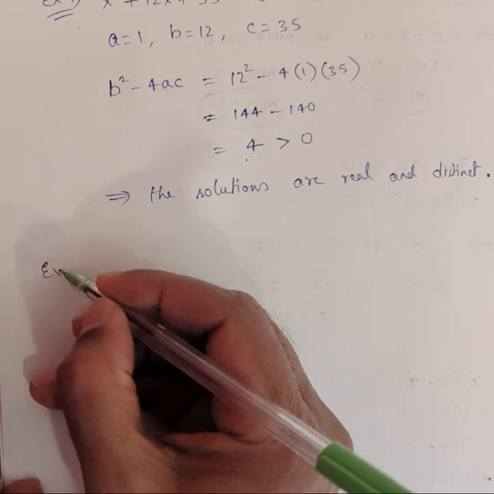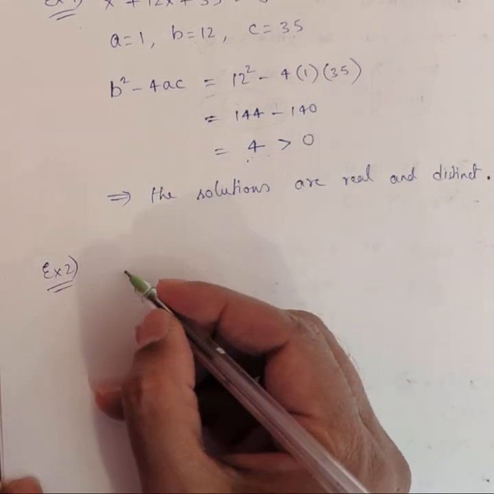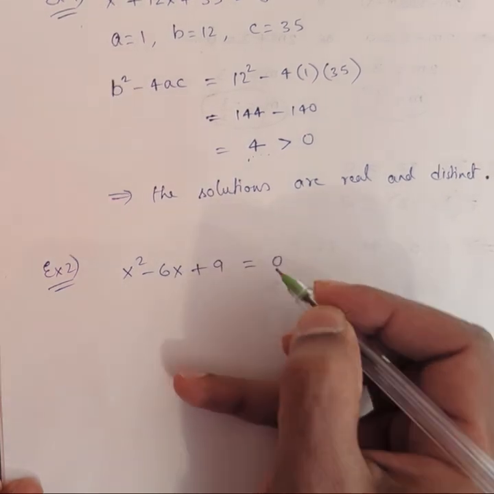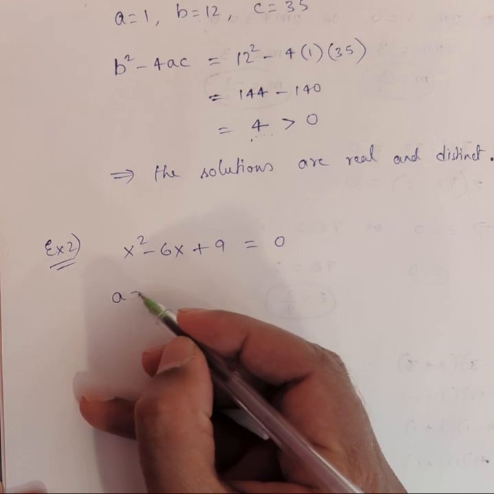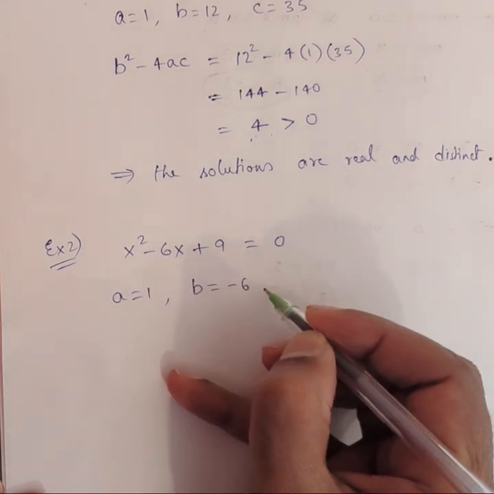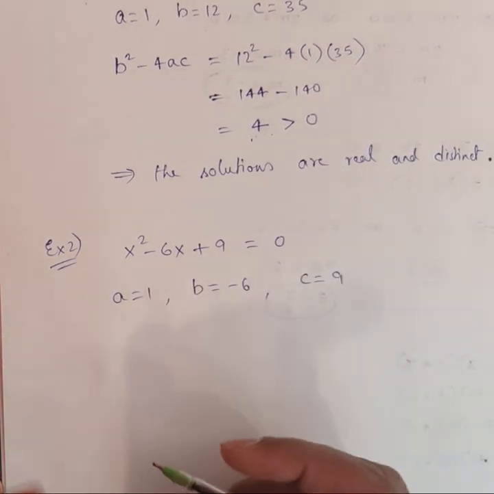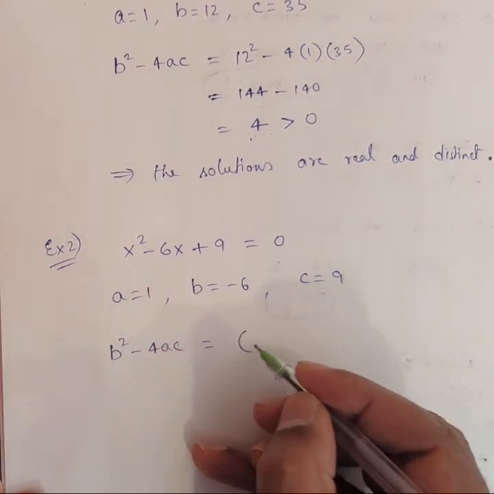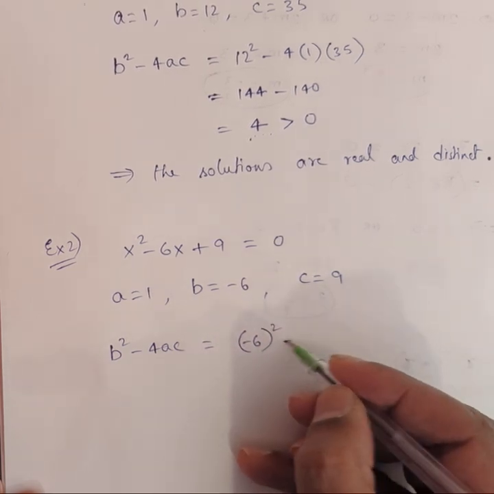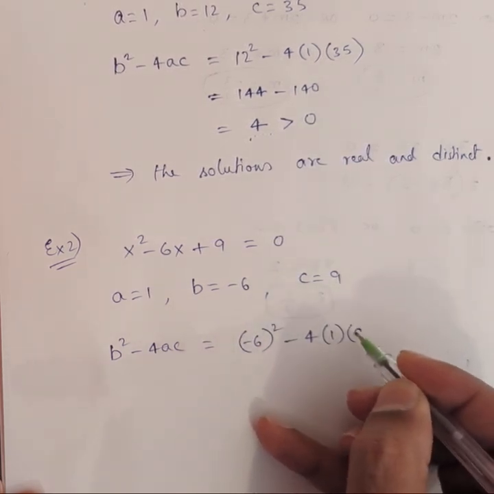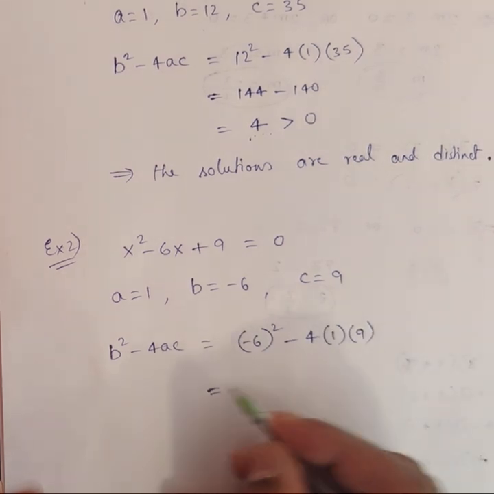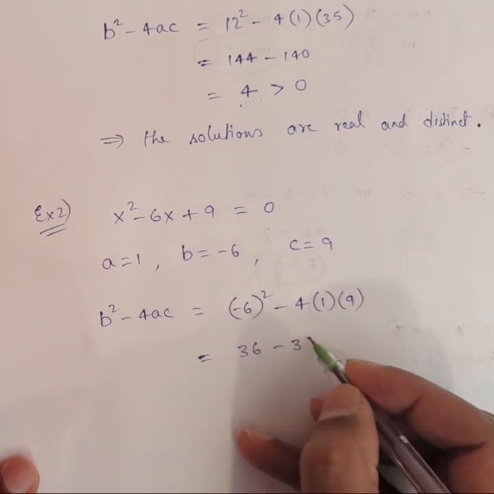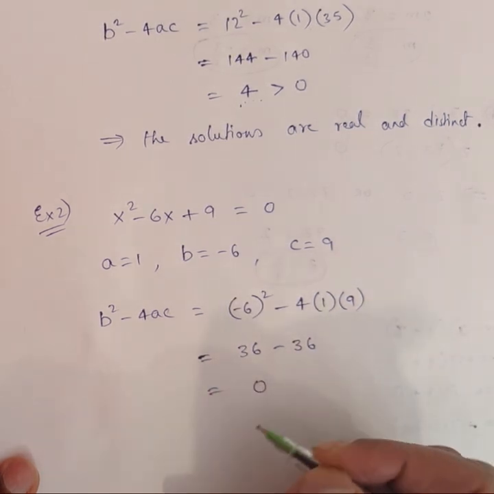Let's look at this example. x squared minus 6x plus 9 equal to 0. So this time a is 1, b is negative 6, and c is 9. So b squared minus 4ac is going to be negative 6 squared minus 4 times 1 times 9. So this is 36 minus 36, which is 0.